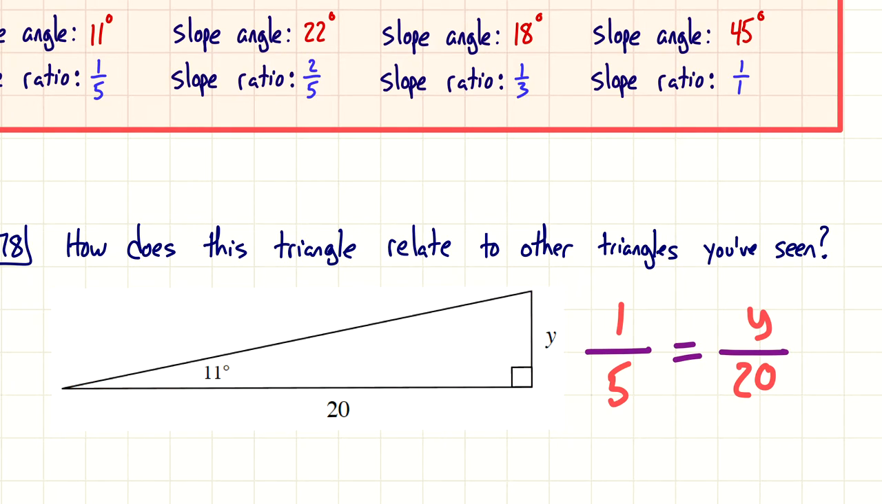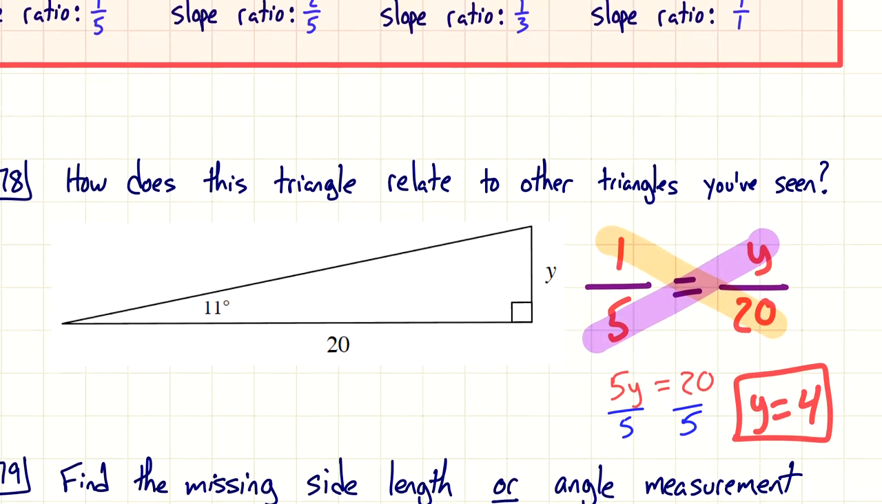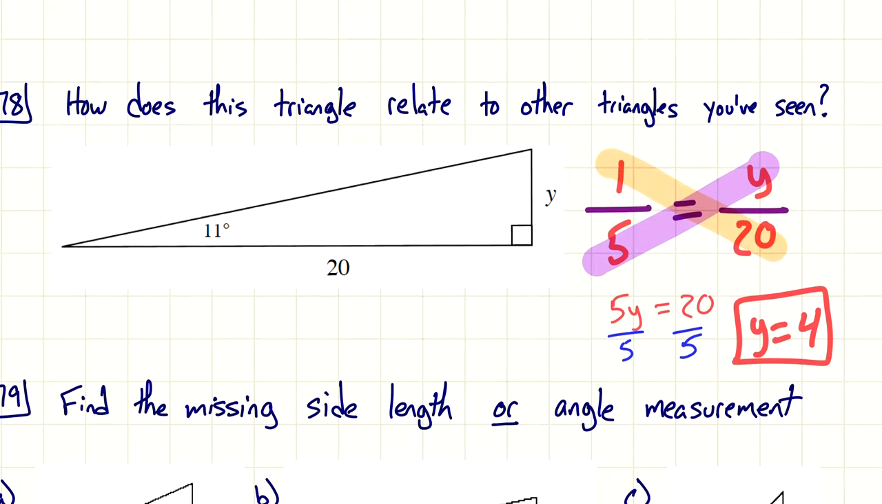So now we just have to solve this. We could cross multiply: 5 times y and 1 times 20. That's going to give us 5y is equal to 20. Then we solve this by dividing both sides by 5, which leaves us with y equals 4. All right, so there we figured out the missing side. This is the basic strategy we're going to use for future problems that are just like this.